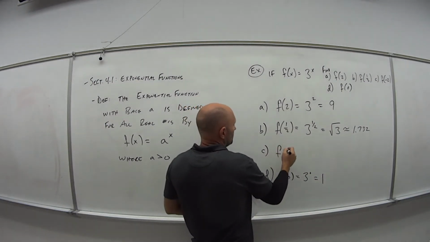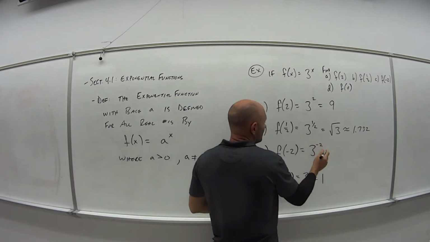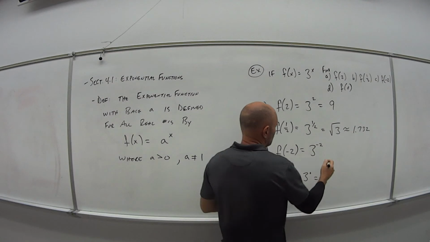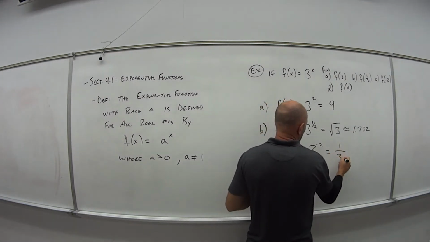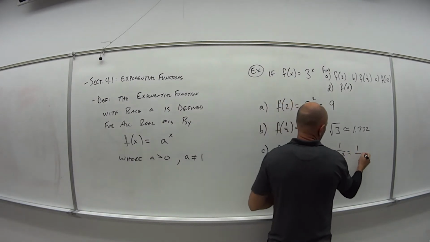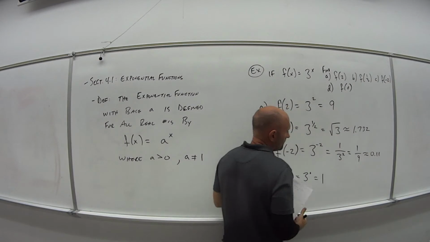And how about if I do c, f of negative 2? Well, that means 3 to the negative 2 power. So again, using our exponent rules, that's the same as 1 over 3 to the positive 2 power, which is 1 over 9, which is about 0.11.